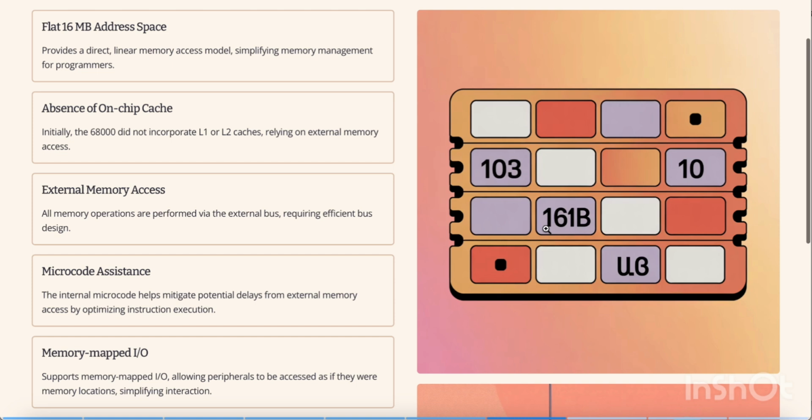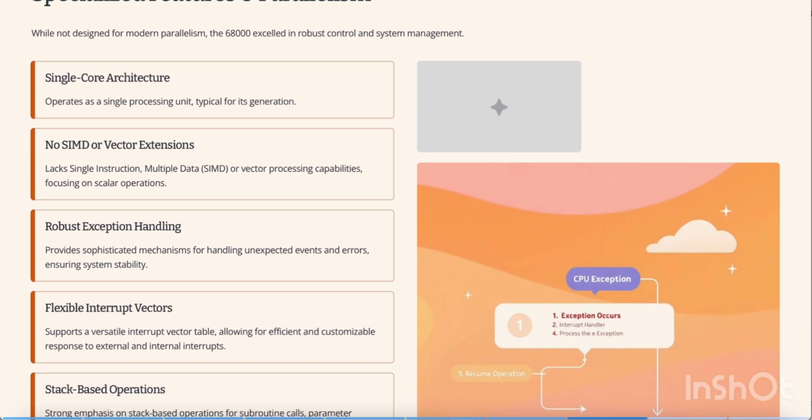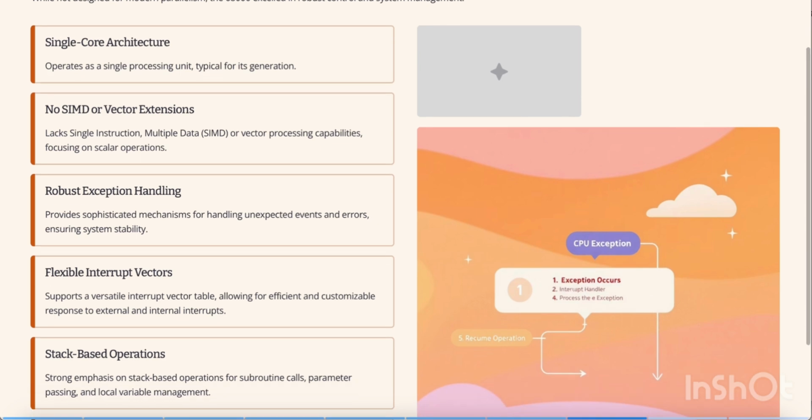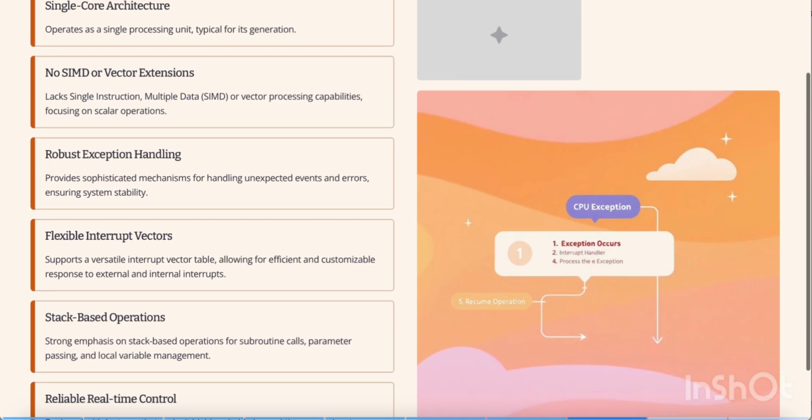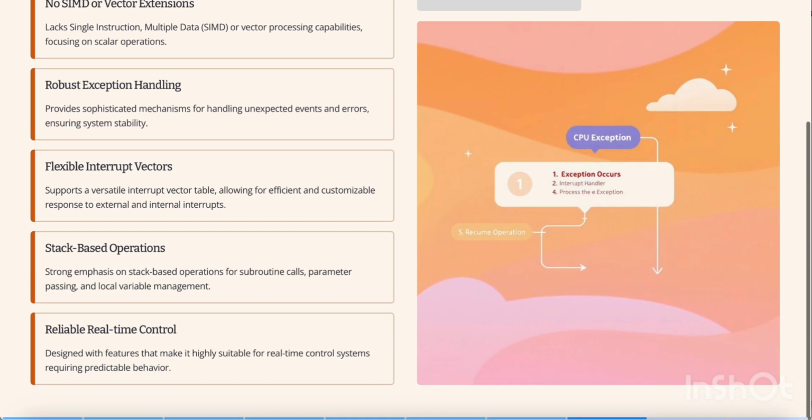Now we'll be going through the specialized features and parallelism. So now since the 68000 was released in 1979, it is not really built for modern day parallelism, but it does have some special features like the single core architecture, no SIMD or vector extensions, robust exception handling, flexible interrupt vectors, stack based operations, and reliable real time control.